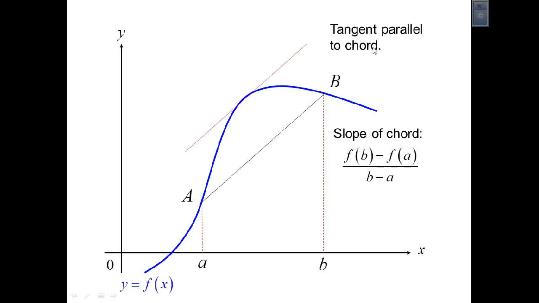Now, we're looking for where the tangent line to this curve somewhere in between a and b is going to be parallel to that chord, because if the two lines are parallel, then the slopes are equal. So we're looking for where the slope of the tangent line is equal to the slope of the secant line. I don't like the word chord here. I'd much rather say secant line, because the secant line is from this point to that point.